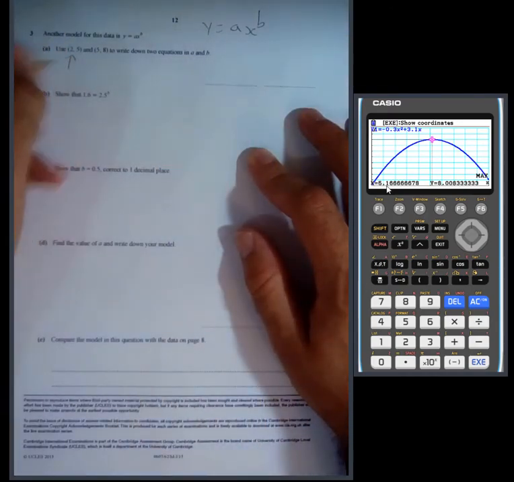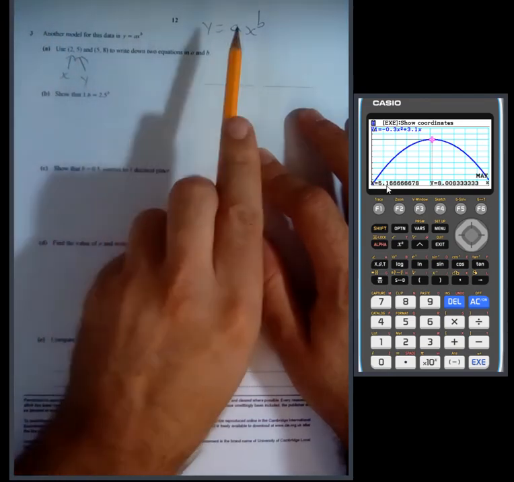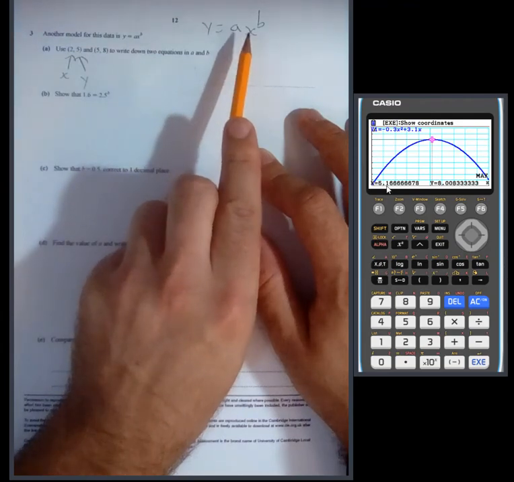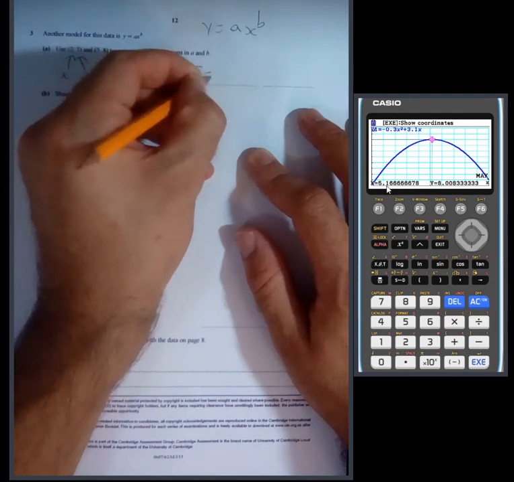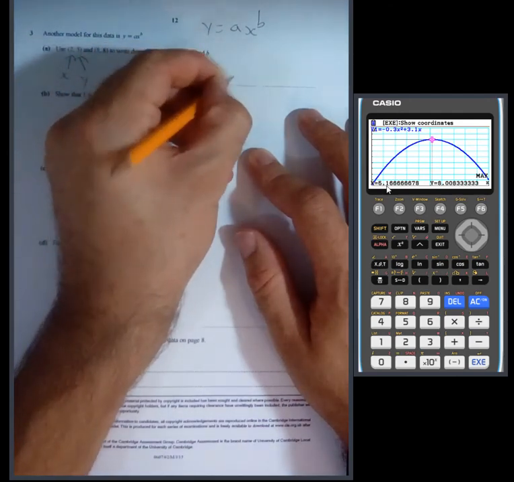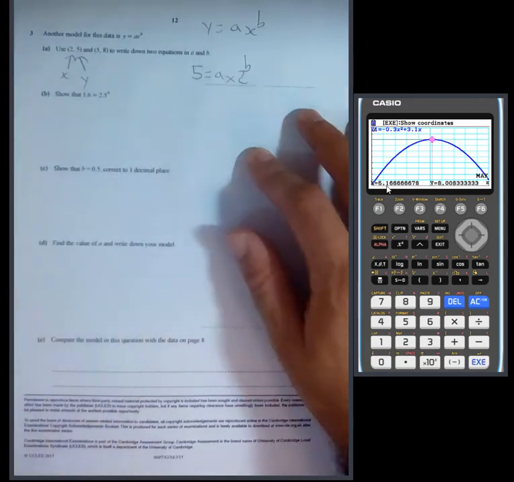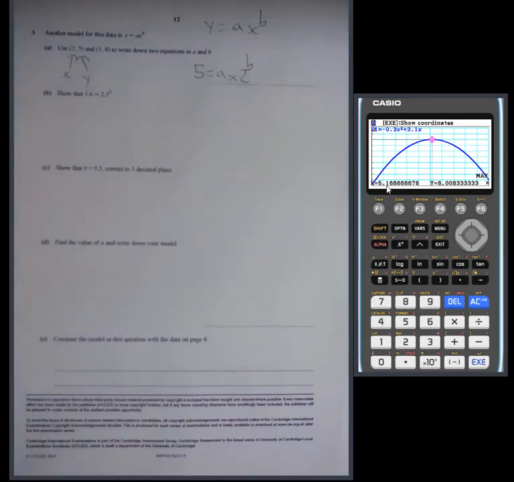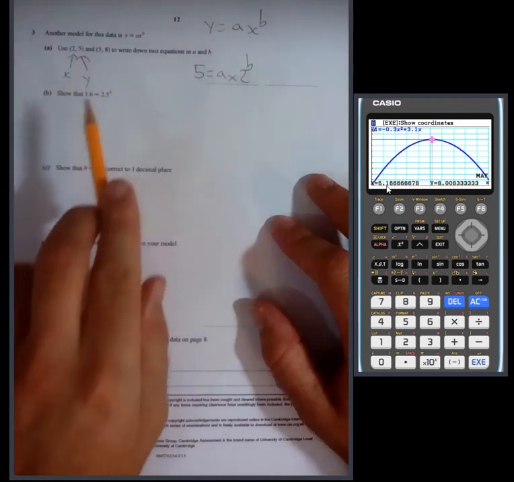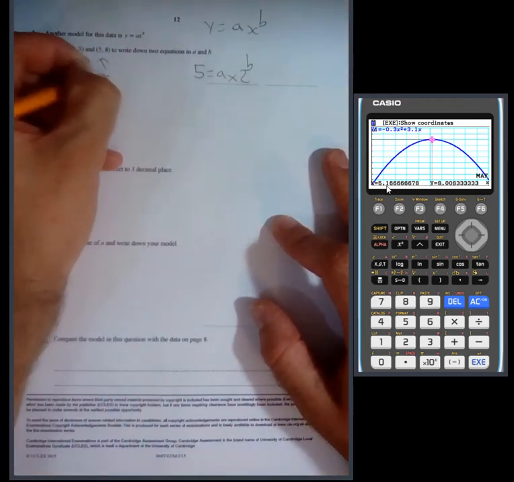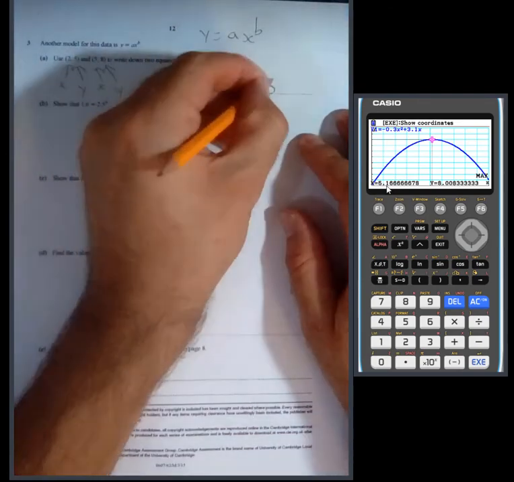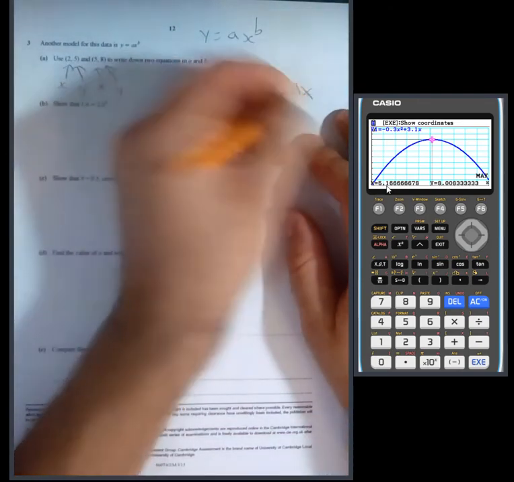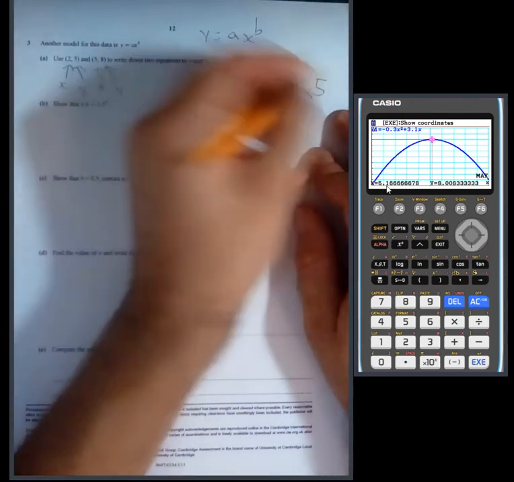So the first point, x is 2 and y is 5. So it's going to be 5 equals a times 2 to the power b. The second point, your x is 5 and 8 is y, so it's going to say 8 equals a times 5 to the b.